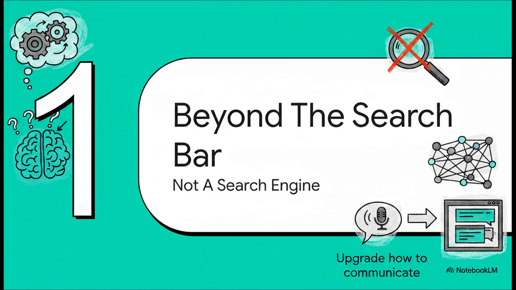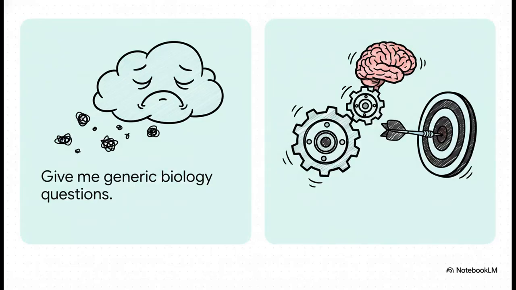Stop treating AI like a basic search engine. Seriously, the absolute first mistake students make is treating the AI interface like it's just a Google search that hands out facts. It's not. It's a reasoning engine. To get the most out of it, you need to radically upgrade how you communicate with it.